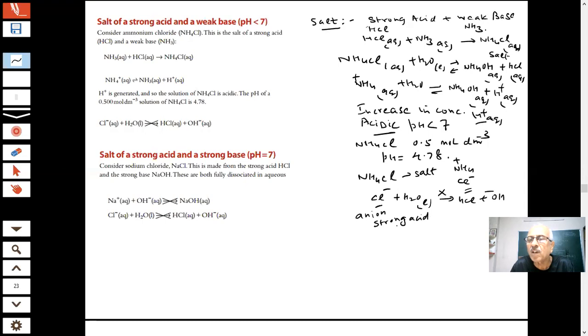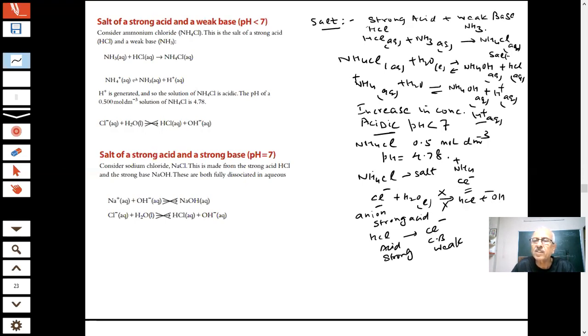Or in other words, HCl is an acid, and Cl minus is its conjugate base. This is strong, so its conjugate base is very weak. So it is not hydrolyzed. We are saying no, nothing to do with this. It remains as such.